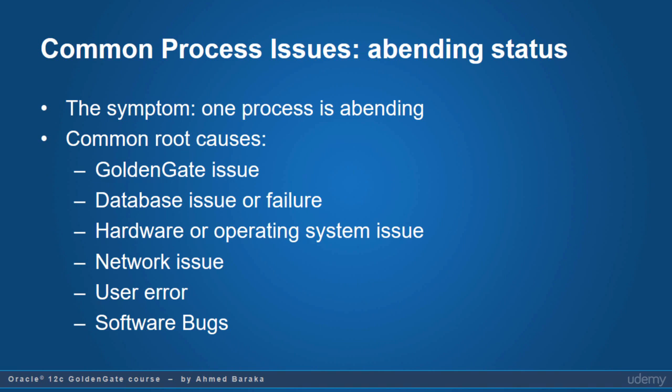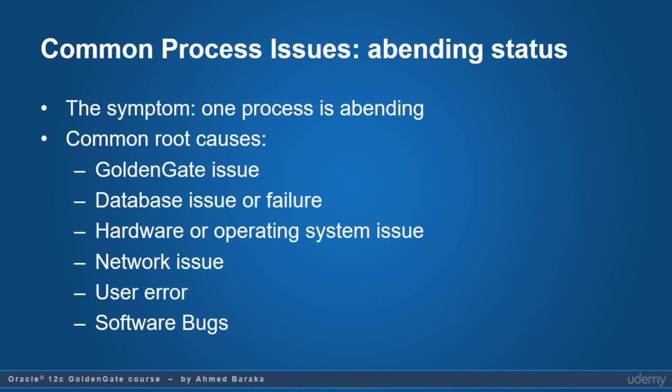This is one of the common issues that I personally observed in Oracle GoldenGate configurations. You basically notice that the lag between the databases keeps increasing, and when you look into the issue, you see that one of the processes is in a pending status. This issue could happen as a result of misconfiguration in Oracle GoldenGate, a database failure or issue, a hardware or operating system failure, unstable network, or even a software bug.